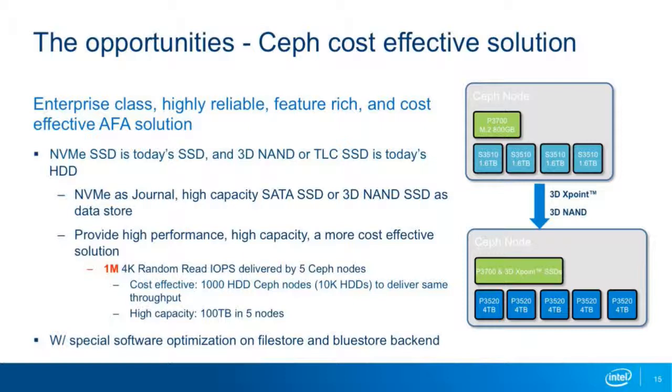It will be 4 terabytes soon. So in this single box, we can deliver a 20 terabyte all-flash Ceph node, where the performance is really higher and the cost is much closer to the above configuration.